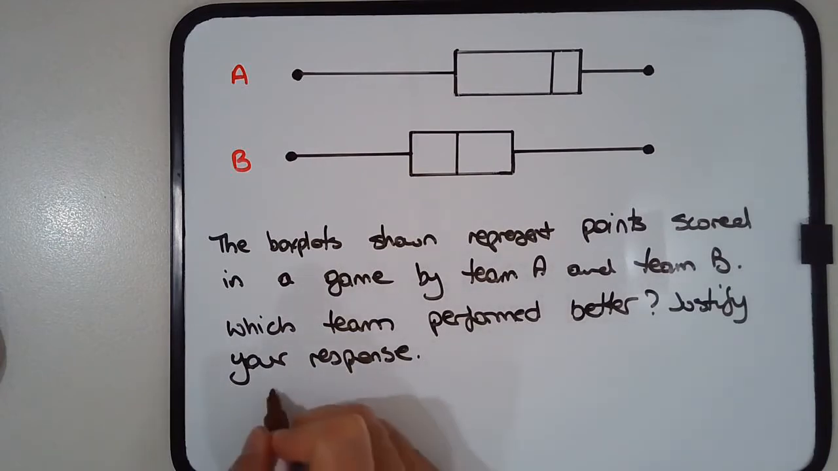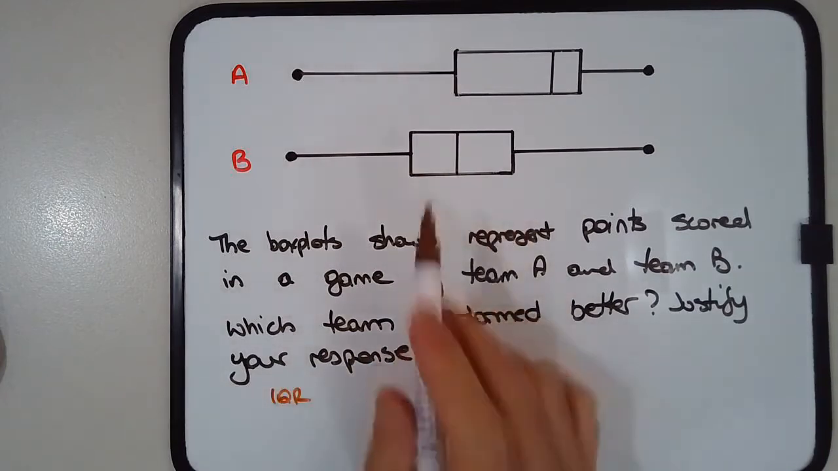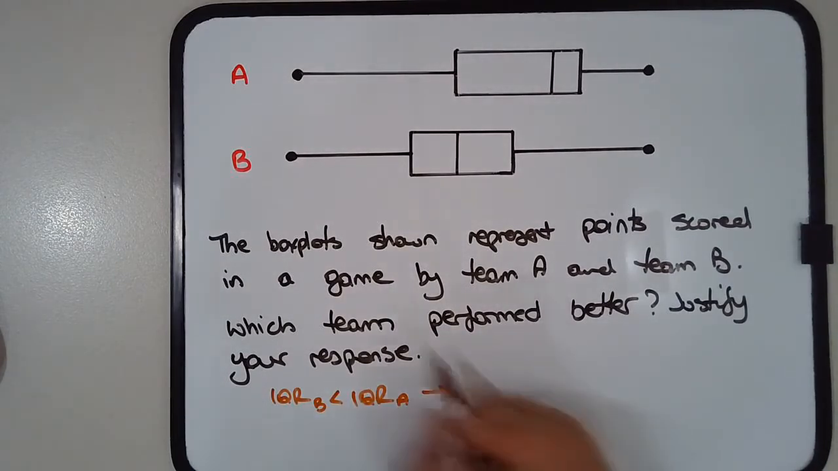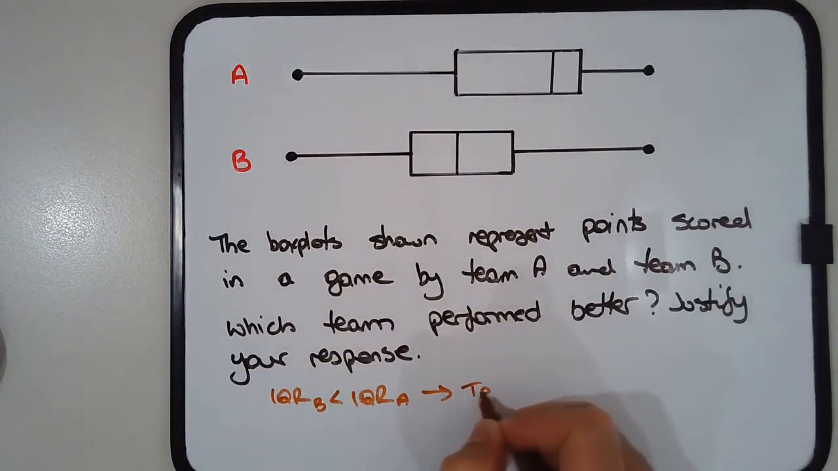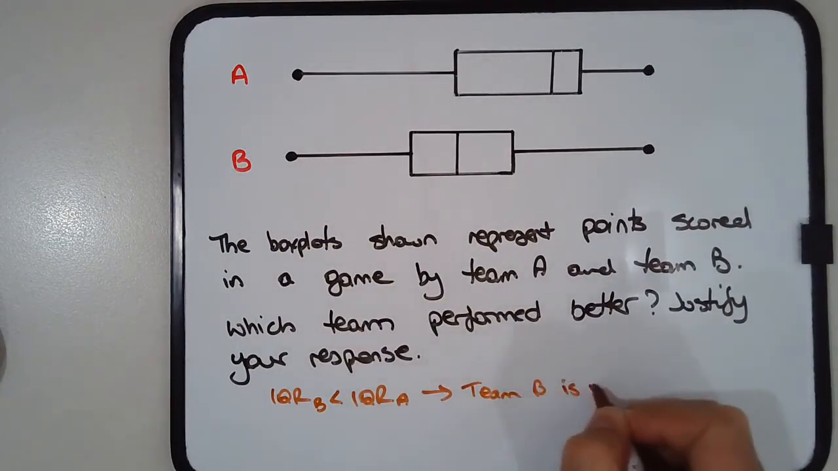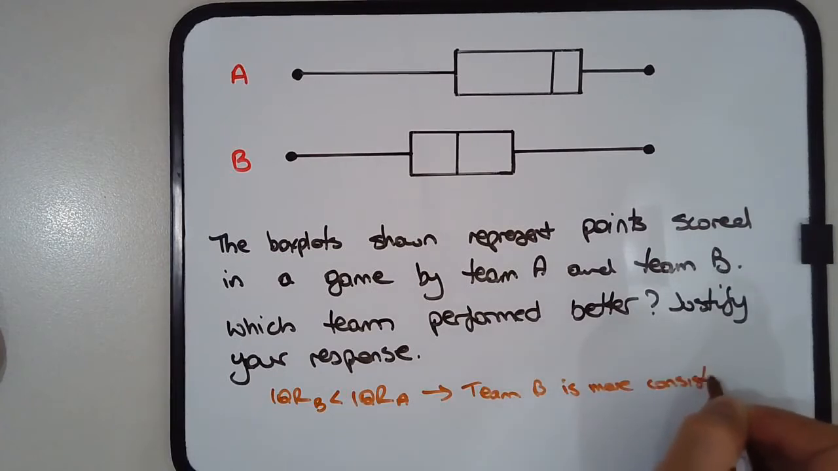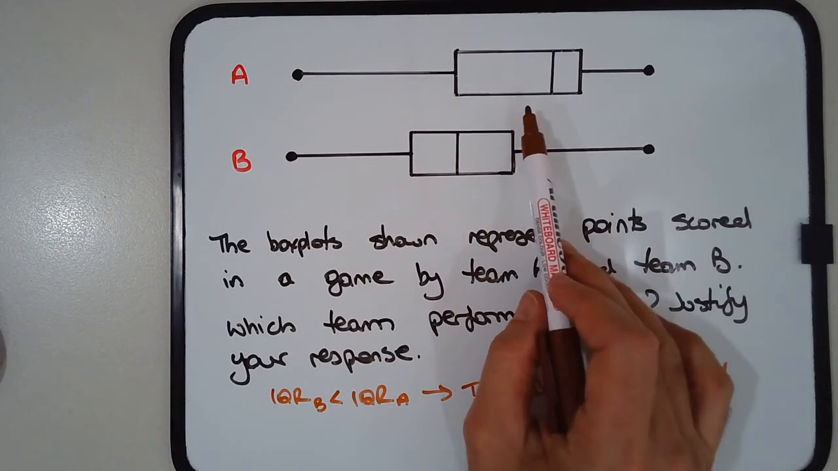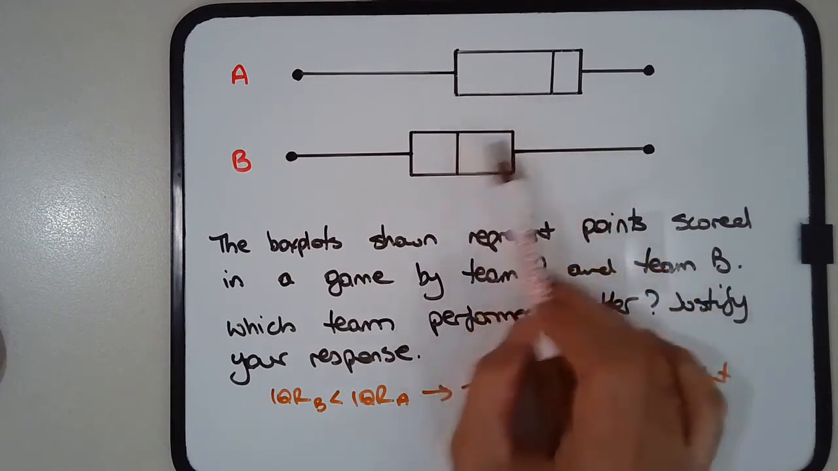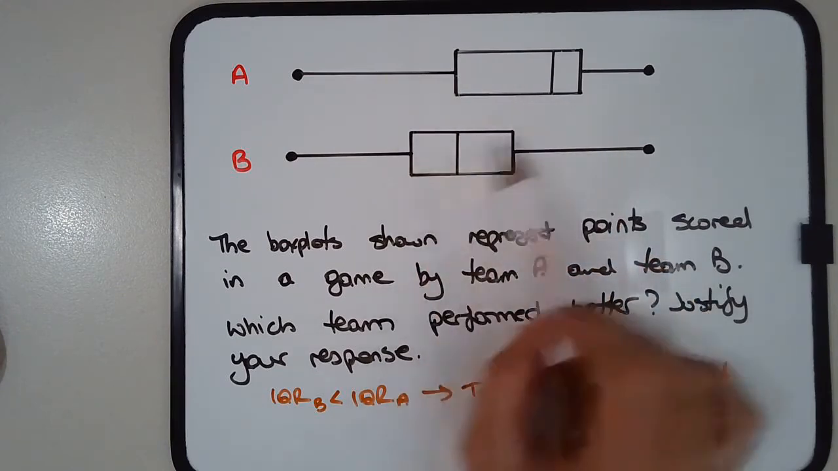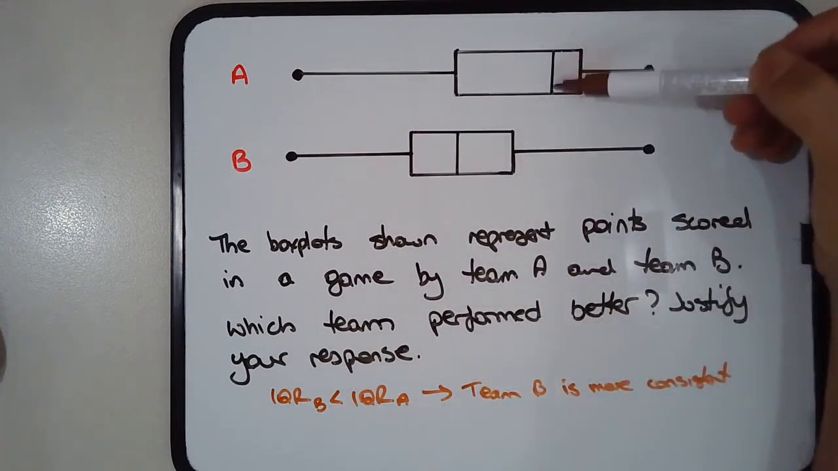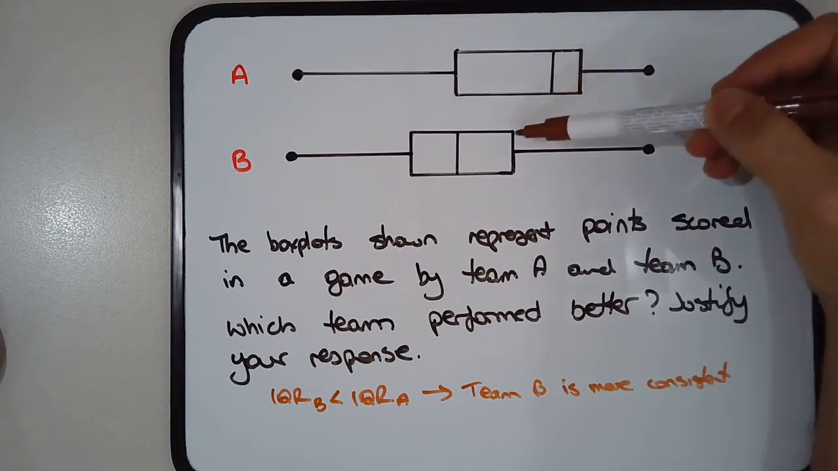So I might just write a few points here. The interquartile range of B is less than the interquartile range of A. So that means team B is more consistent. However, for team A, a good part of the box plot is well above the box plot for team B, and the median looks quite a bit higher as well. In fact, the median of A, Q2, is higher than the Q3 of B.